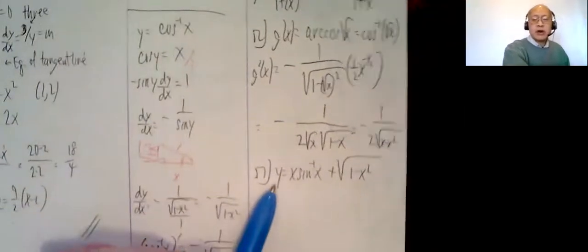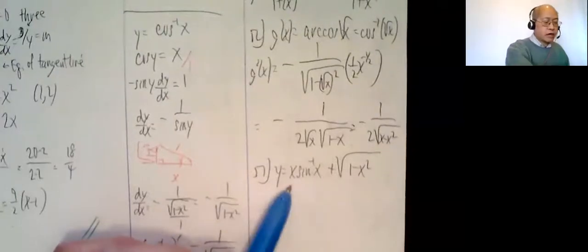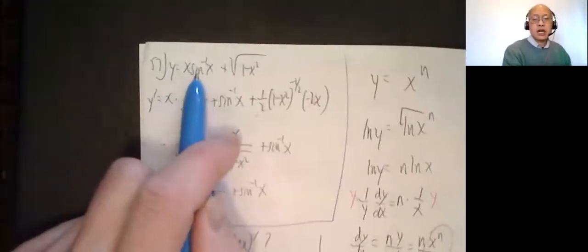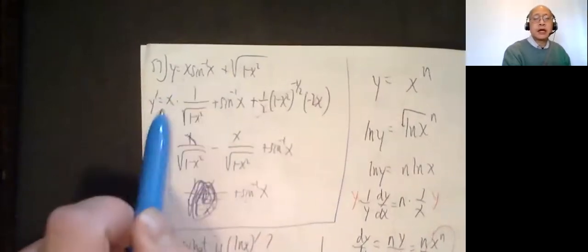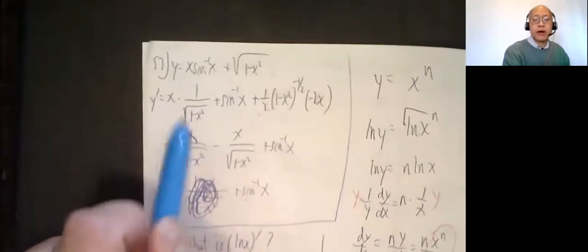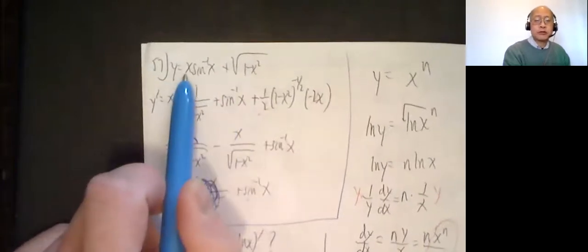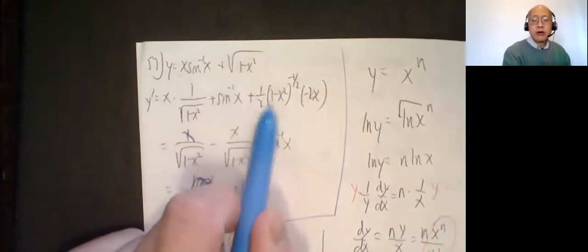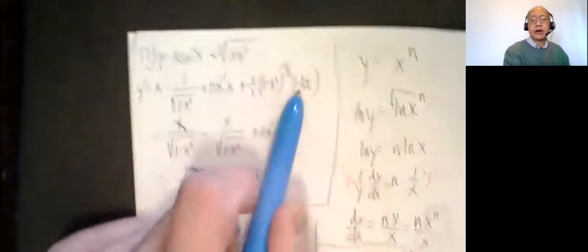And 57, y is equal to x inverse sine of x plus radical one minus x squared. So this is a product rule and that's a chain rule. So you write it like this: y prime is first times the derivative of the second, x times the derivative of inverse sine, which is one over radical one minus x squared, plus the second function inverse sine of x times the derivative of the first, derivative of x is one. Plus the derivative of this is 1/2 times one minus x squared to the negative 1/2, then by the chain rule times the derivative inside, which is negative 2x.